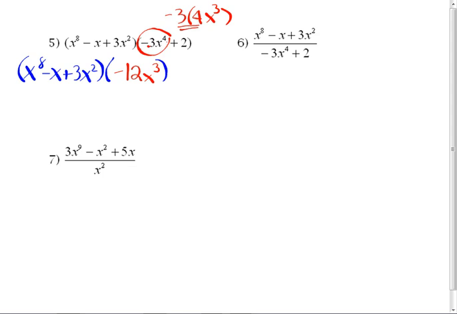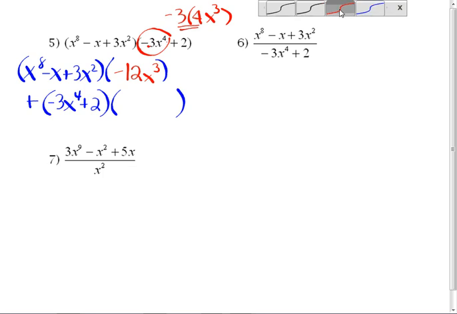That one looks ugly. Okay, plus, and then I write minus 3x to the 4th plus 2 times the derivative of this big long trinomial, which is not going to be 0. What's the derivative of x to the 8th? No, bring the 8 down. 8x to the 7th. What's the derivative of negative 1x? Negative 1, because that's the slope. And then what's the derivative of 3x squared? 6x.